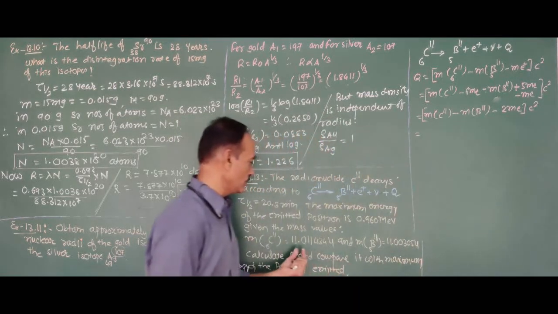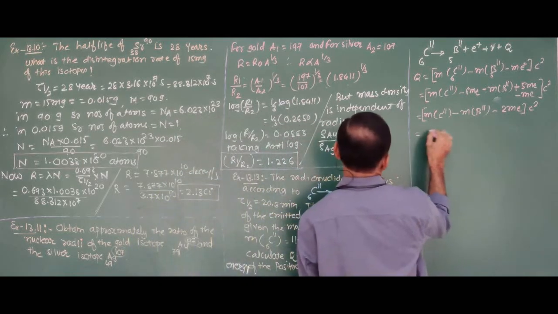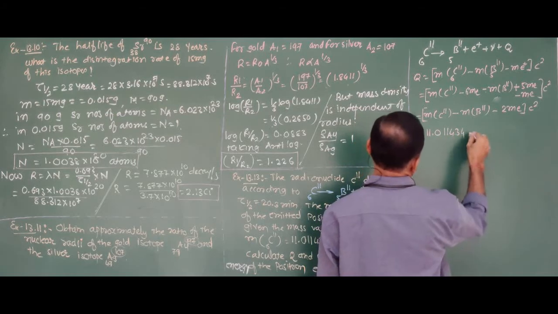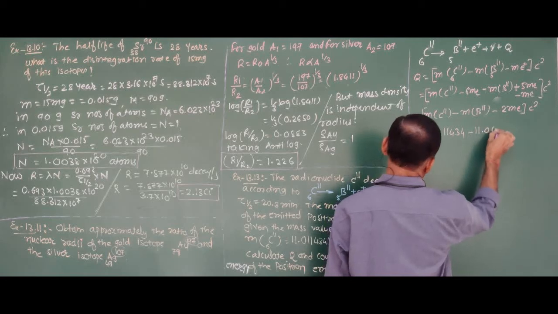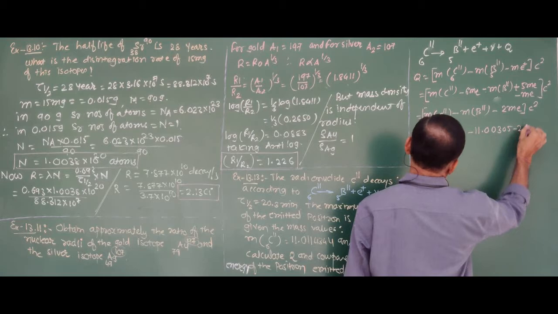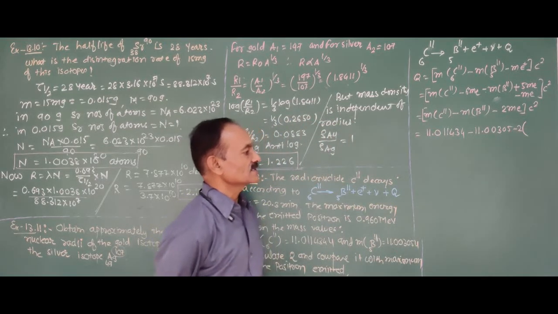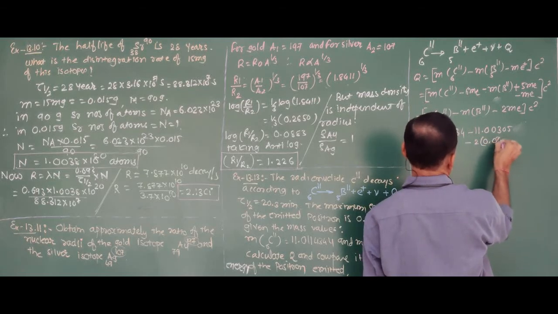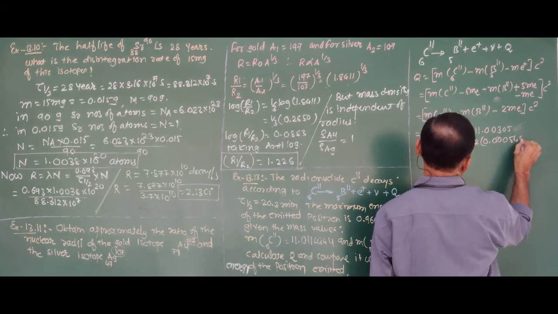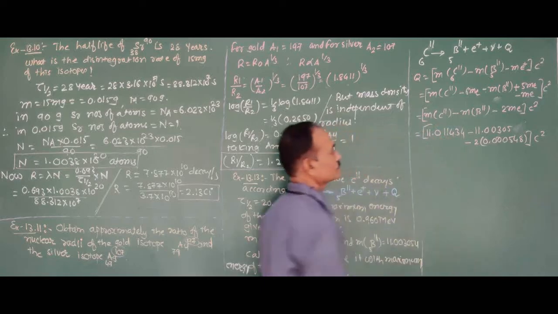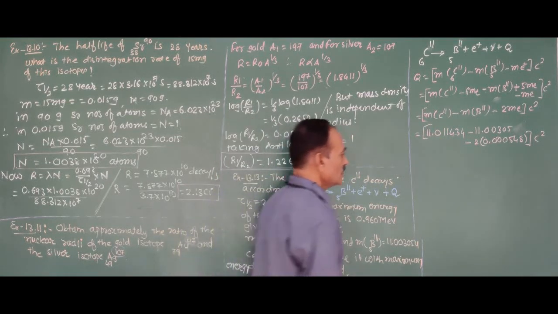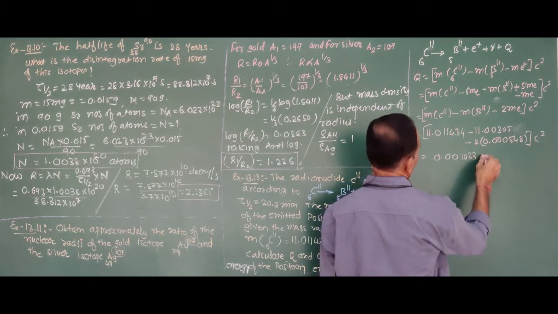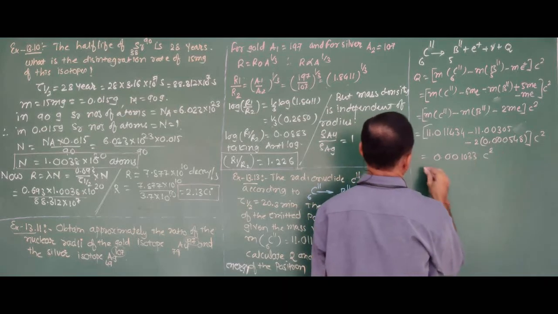Therefore, the mass of carbon we already have is 11.01143 4, minus the mass of boron 11.00305, minus twice the mass of the positron, which is 0.00055 times c squared. Thus we obtain the simplification of this as 0.001033 atomic mass unit into c squared. That is the Q.